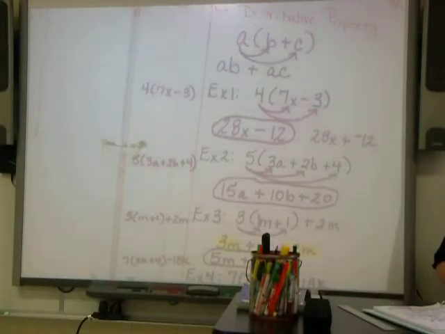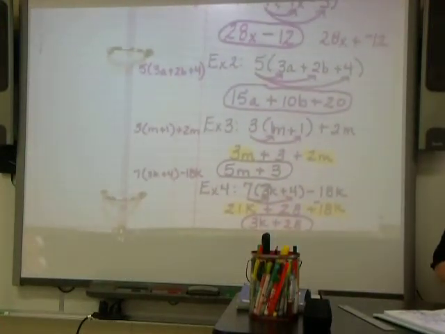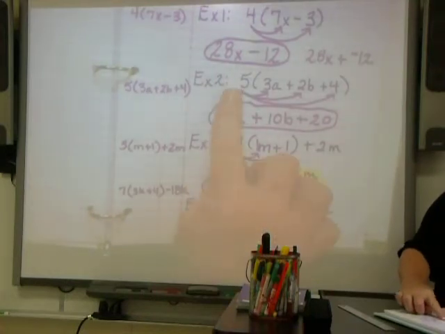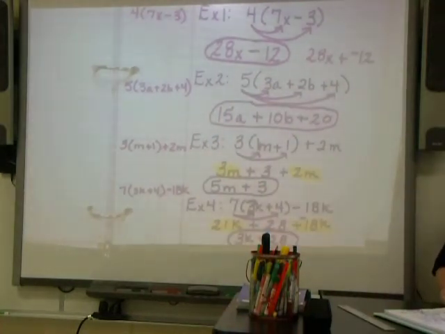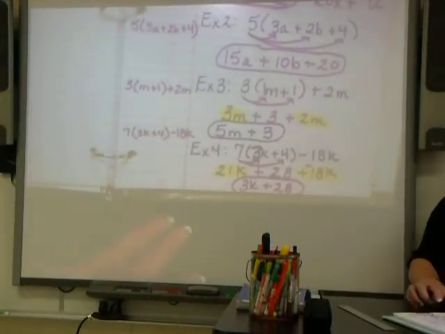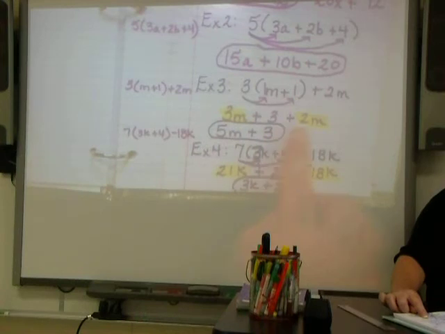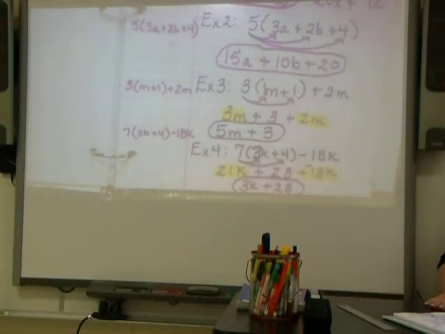Any questions about the distributive property? You're either going to distribute it and find that you have no like terms, and that's going to be your answer. Or you're going to distribute it and find that you do have like terms, and then you have to combine those like terms. Any questions?